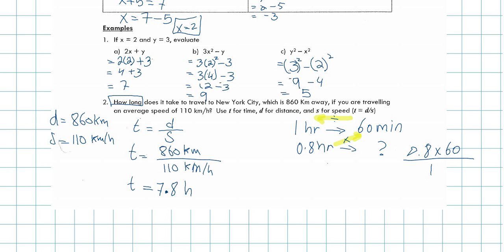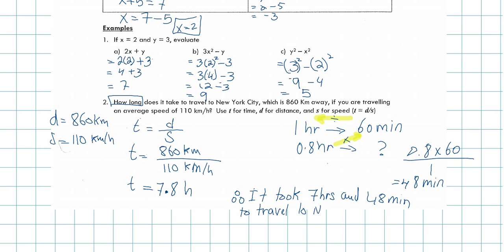So how long did it take you to get to New York? 7 hours and 48 minutes. Therefore, it took 7 hours and 48 minutes to travel to New York. I'll get back to this just 1 second.